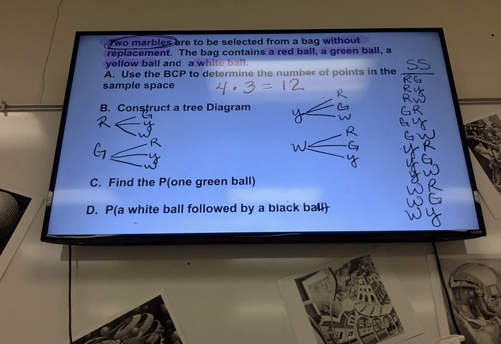So remember, in a nutshell, to find the probability, it's the number of successes, basically the number of ways it can happen, over the total.